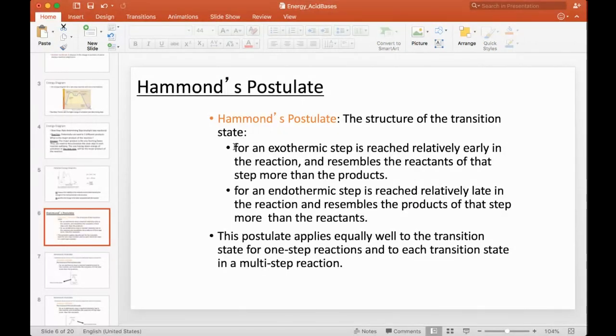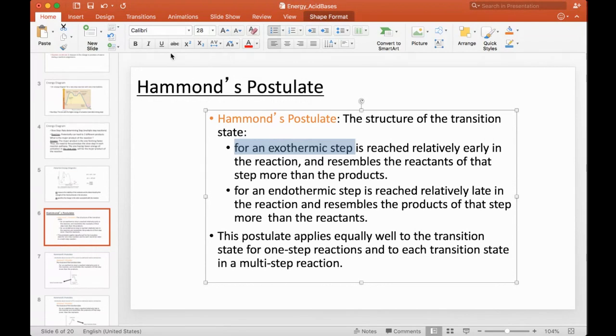For any exothermic step, the transition state is reached pretty quickly, relatively early. Because the transition state is reached quickly, there is a very high degree of similarity in the structure of the reactants and the transition state. I will expand on this idea some more.